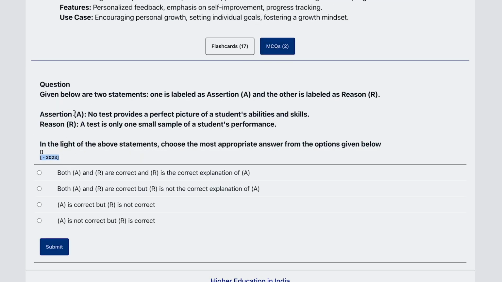I've skipped a few of the MCQs to come to the 2023, the latest ones. You can do the rest yourself.